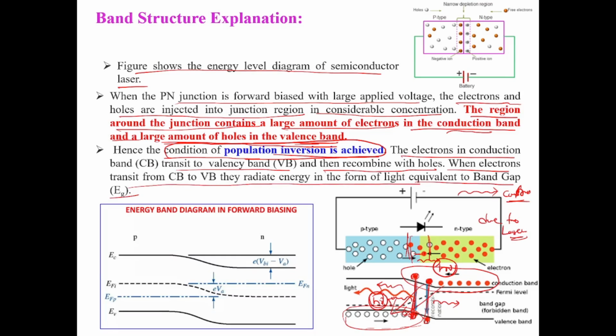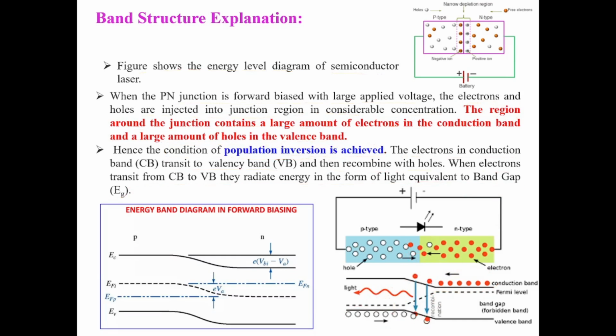So when the electrons in the conduction band transit to the valence band for the recombination process, it will radiate the energy in the form of light. How much will be the energy? Energy will be this energy gap Eg, right? Right.